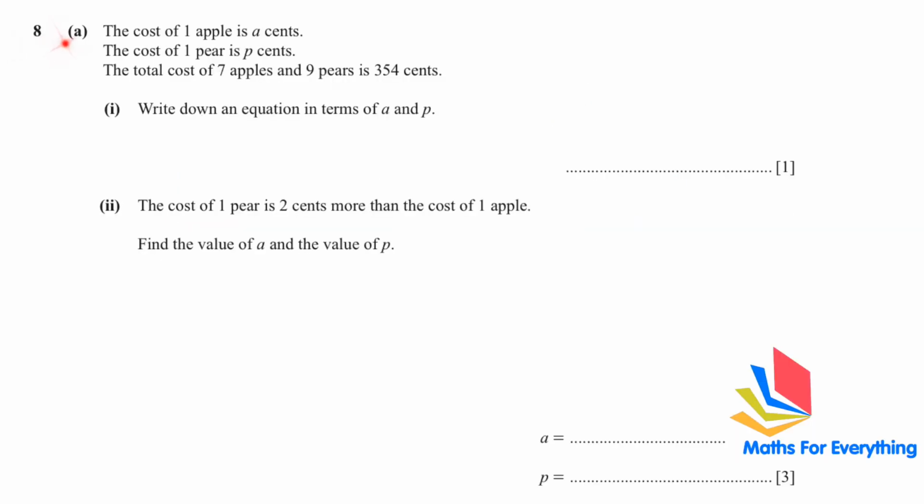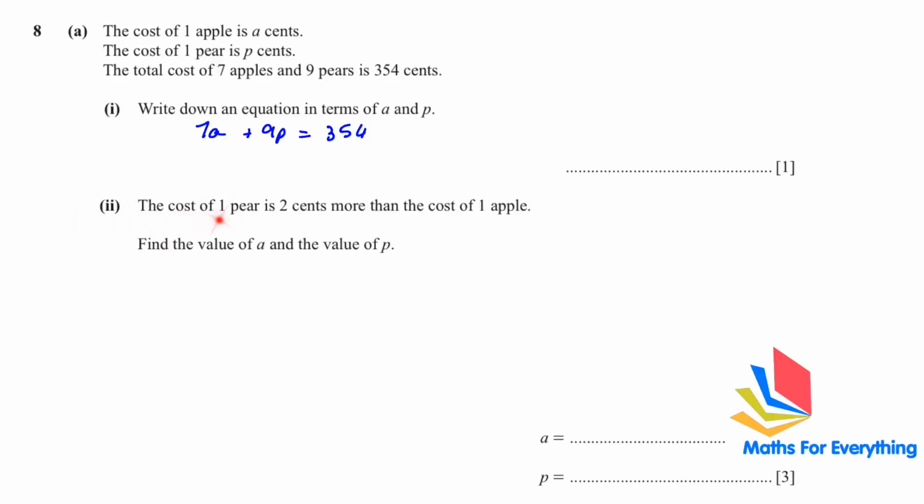Question number 8. The cost of one apple is A cents and the cost of one pear is P cents. The total cost of 7 apples and 9 pears is 354 cents. Write down an equation in terms of A and P. 1 apple is A cents, so 7 apples will be 7A, and 9 pears will be 9P, and the total cost will equal 354 cents. So we formed our first equation.